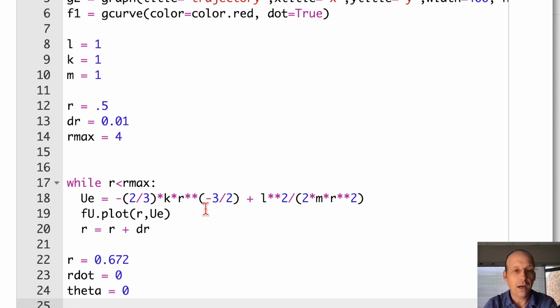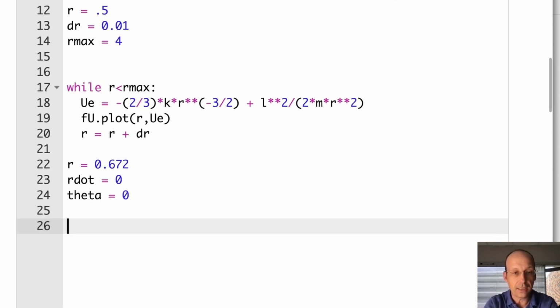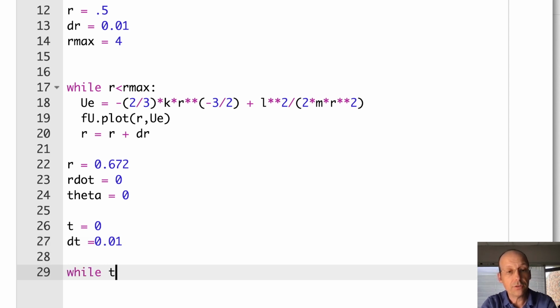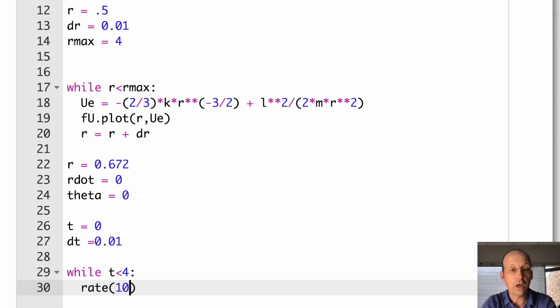Okay. So now I need t. I need dt, 0.01. And now I'm going to say while t is less than 4, let's run it for 4 seconds and find out what happens. Rate 100. So I'm putting in rate 100 because I want to animate the motion. And so that means I'm telling Python, don't do more than 100 loops per second. So it'll take 4 seconds to do the whole thing, and we can see it kind of move. It'll be fun.